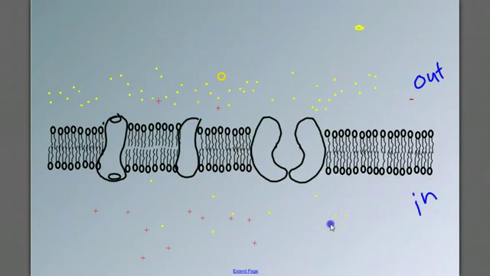So these yellow dots want to move which direction? Into the cell or out of the cell? That's right, they want to move in, down their concentration gradient. So if we were to represent this movement of these molecules in this direction, we'd call that diffusion. They'd be moving down their concentration gradient. And grab some of these guys. They diffuse across down their concentration gradient right through the lipid layer.